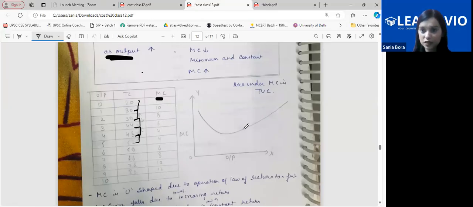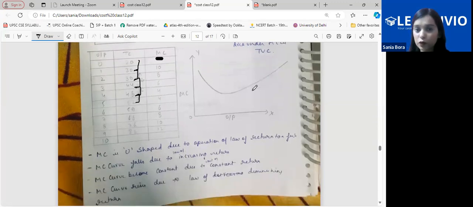And it goes like a check sign. It is basically the U shape. You can see this. Due to the operation of the law of returns to a factor, the MC curve falls due to the law of increasing return, then becomes constant. So if I ask you what is the shape, you will say, ma'am, it is U shape. Reason: law of returns to a factor. If I ask you why MC is falling at the start, you will say because of the law of increasing return.